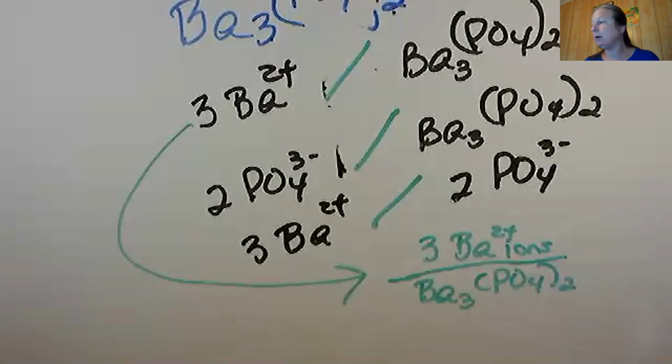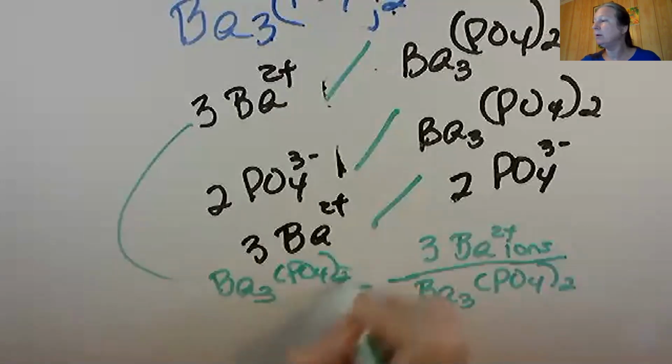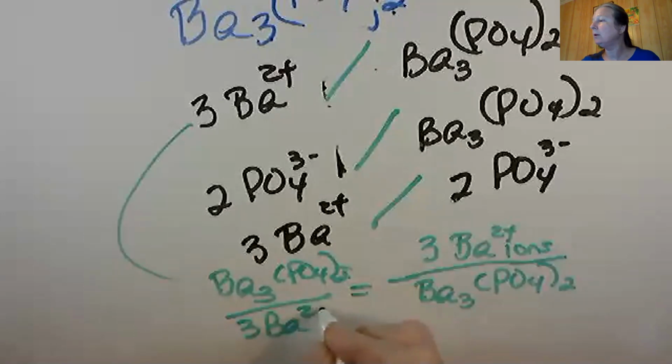And you can also write it upside down, because the relationship is the same. You can say, I have 1 barium phosphate compound per every 3 barium ions. So in other words, whenever you find 1 barium compound, barium phosphate, you're going to find 3 barium ions. So that's what this relationship says.